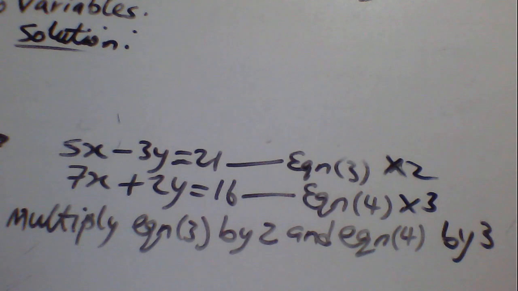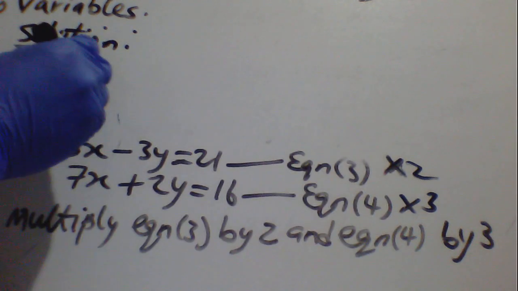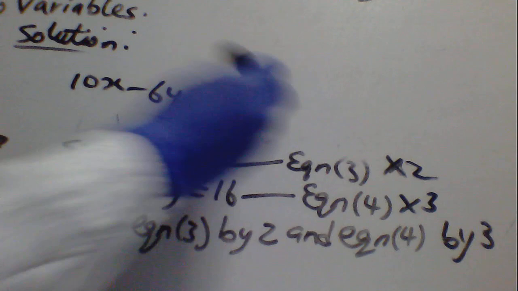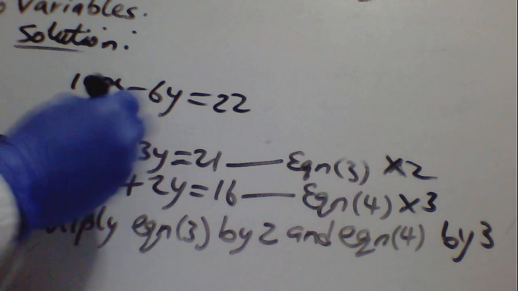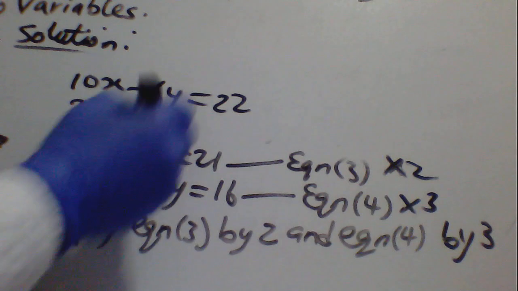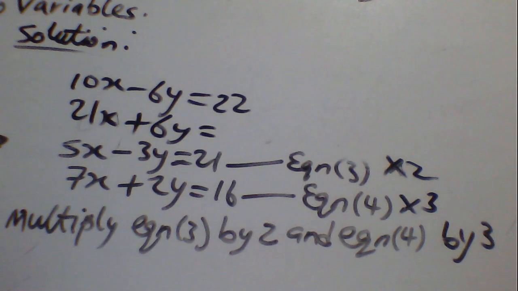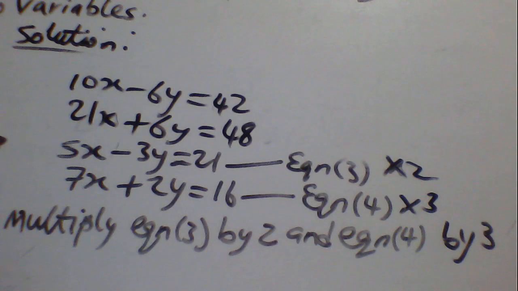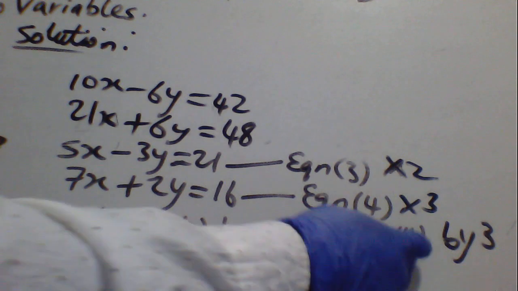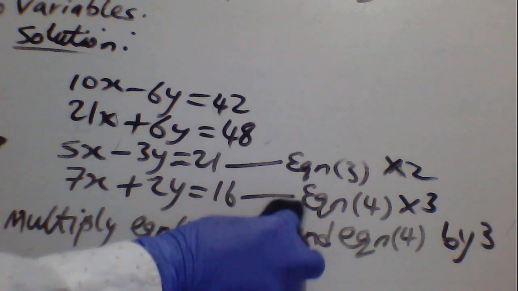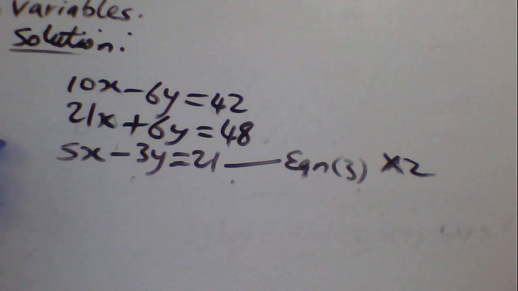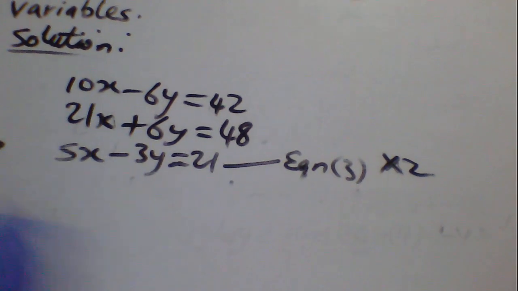Multiply this by 3. Doing that, 2 times 5 gives us 10x, minus 2 times 3 gives us 6y, and 2 times 21 gives us 42. 3 times 7 gives us 21x, plus 3 times 2 gives us 6y, and 16 times 3 gives us 48. Now that we have multiplied equation 3 by 2 and equation 4 by 3, the next thing is to add the two equations.